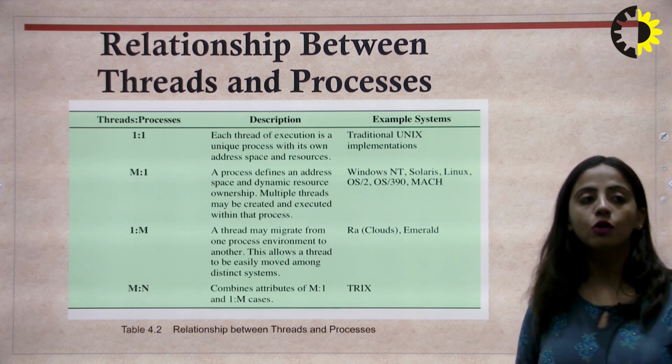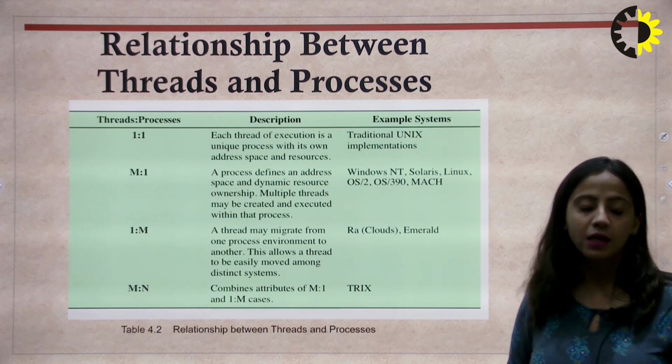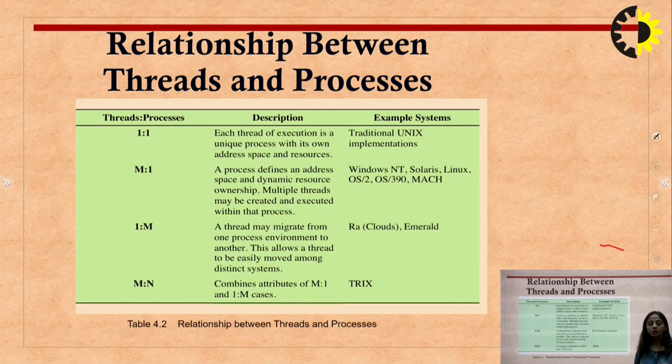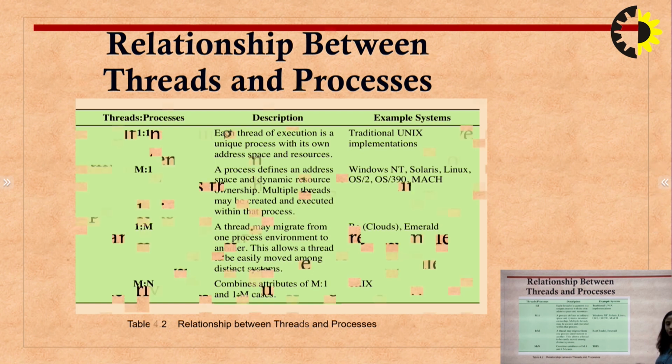The other one is a one-to-many relationship between thread and process. A thread may migrate from one process environment to another. This allows a thread to be easily moved among distinct systems. It can switch between different environments, for example clouds. I also told you that thread to process is also a many-to-many relationship. Since it combines the attributes of many-to-one and one-to-many cases, we can say that it is also many-to-many.